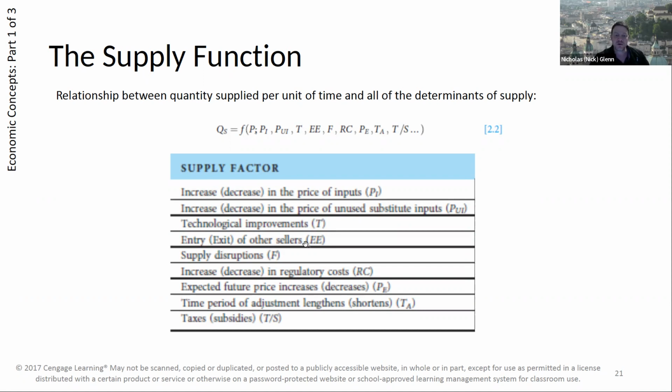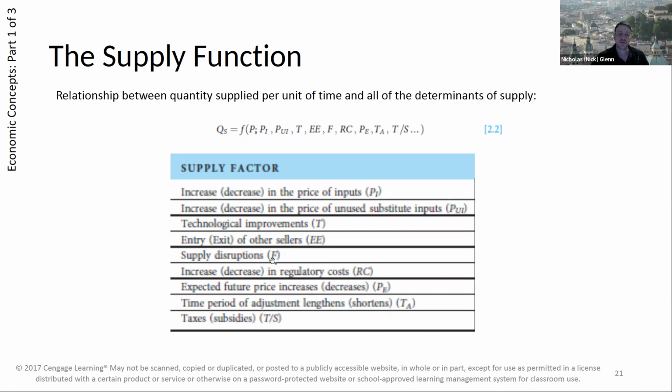Entry or exit of other sellers. Obviously, if more sellers enter, that's going to increase the supply. If they're exiting, it's more than likely going to decrease supply and shift it to the left. You'll see a decreased supply of the good.